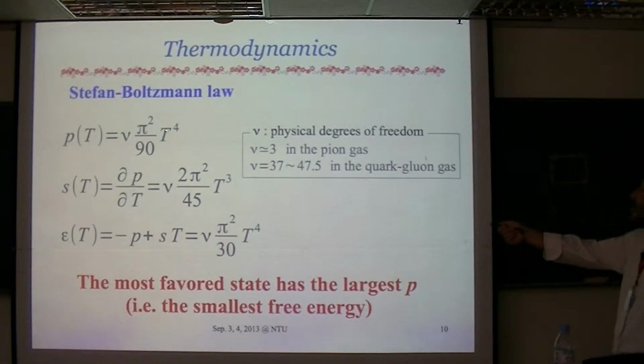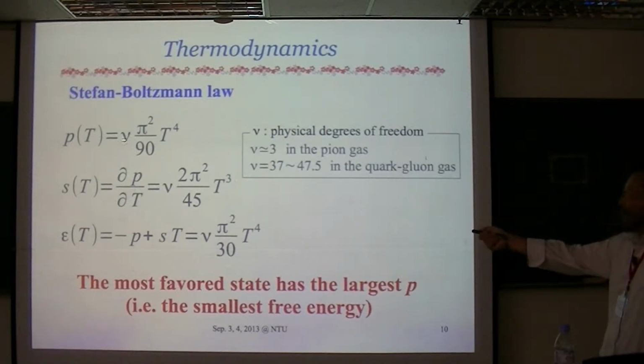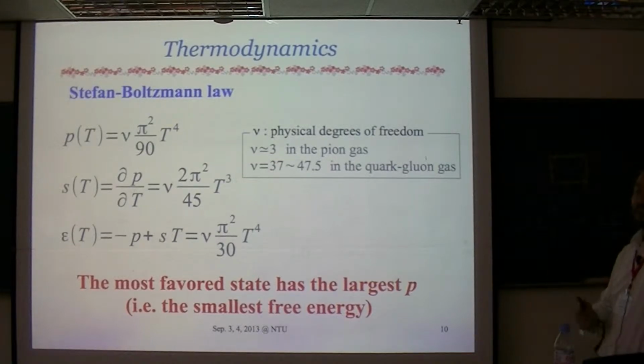The overall coefficient must be proportional to the number of degrees of freedom in the system. In the pion case, I mean in the hadronic phase, this degrees of freedom should be 3, as I explained. And this must jump to around 40. So there must be a big jump if you look at the pressure. And if you have two possibilities in the system with different pressures, then the greater pressure is energetically more favored. That is quite natural, right?